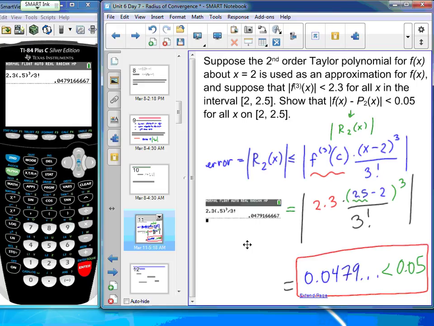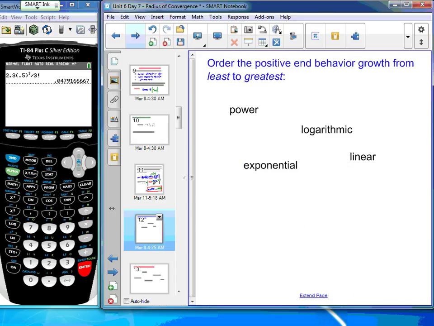All right. What questions do you guys have about our Lagrange error formula then? All right. Let's go ahead and continue on.